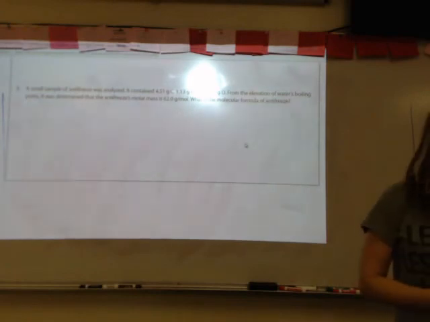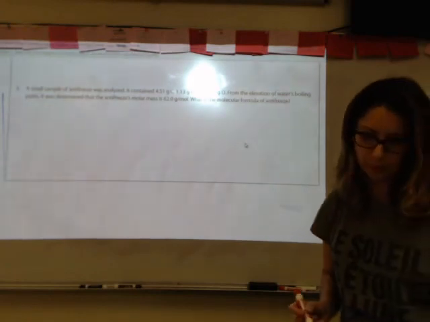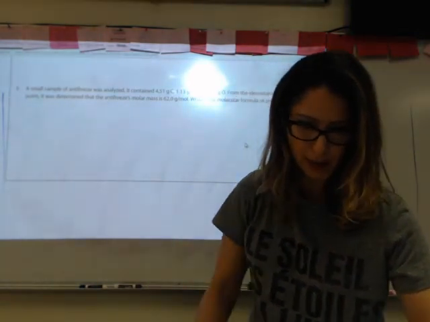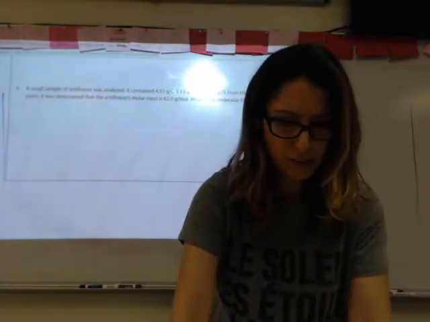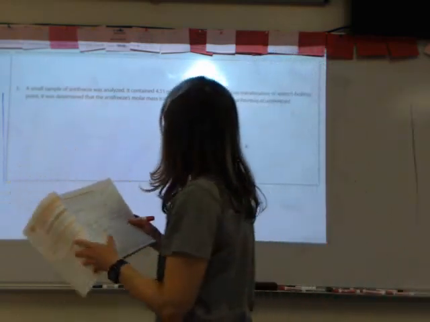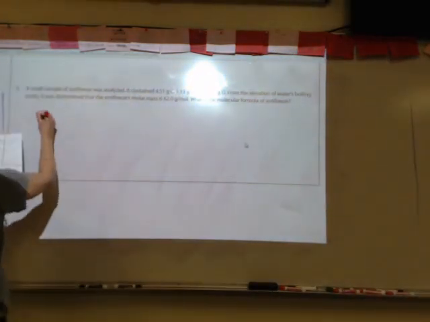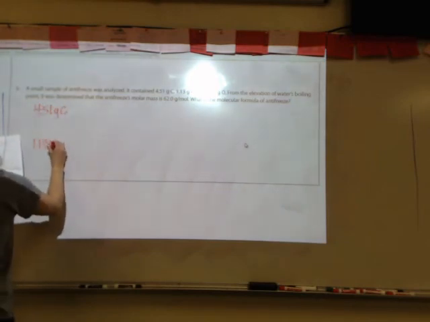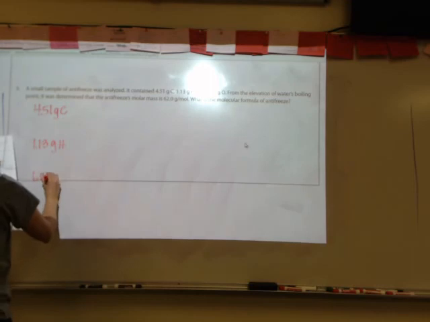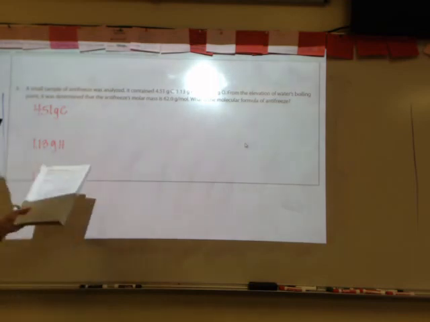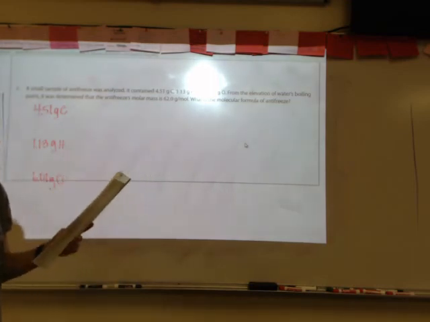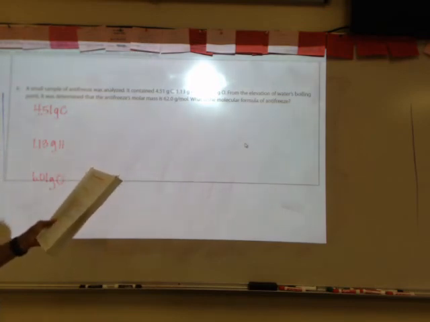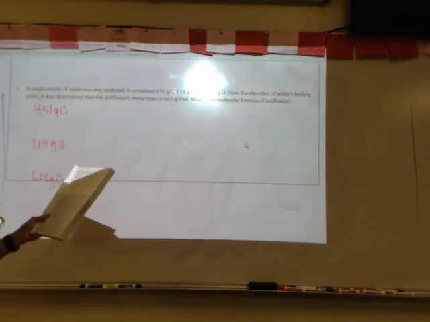All right, let's look at number 3. A small sample of antifreeze was analyzed. It contained 45.1 grams of carbon, 1.13 grams of hydrogen, and 6.01 grams of oxygen. From the elevation of water's boiling point, it was determined that the antifreeze's molar mass was 62 grams per mole. What is the molecular formula of antifreeze?